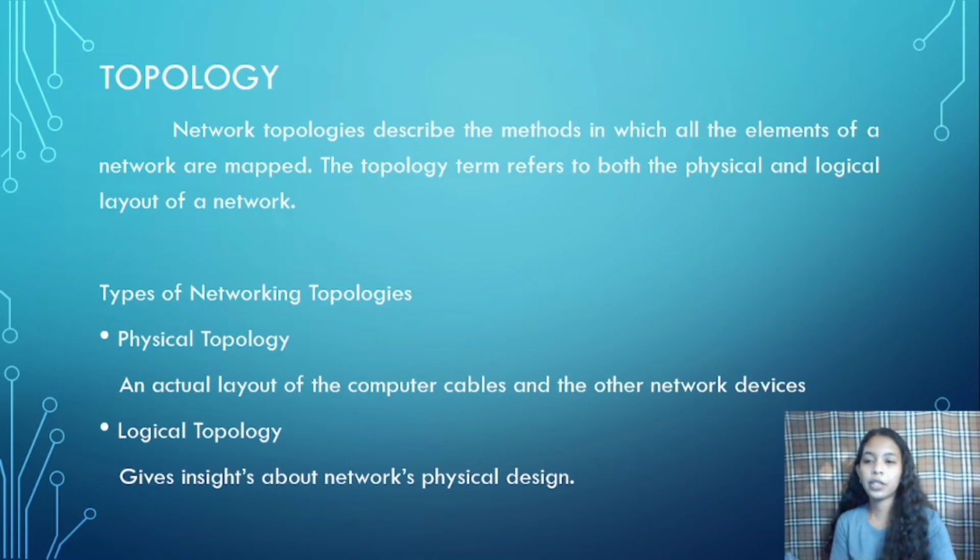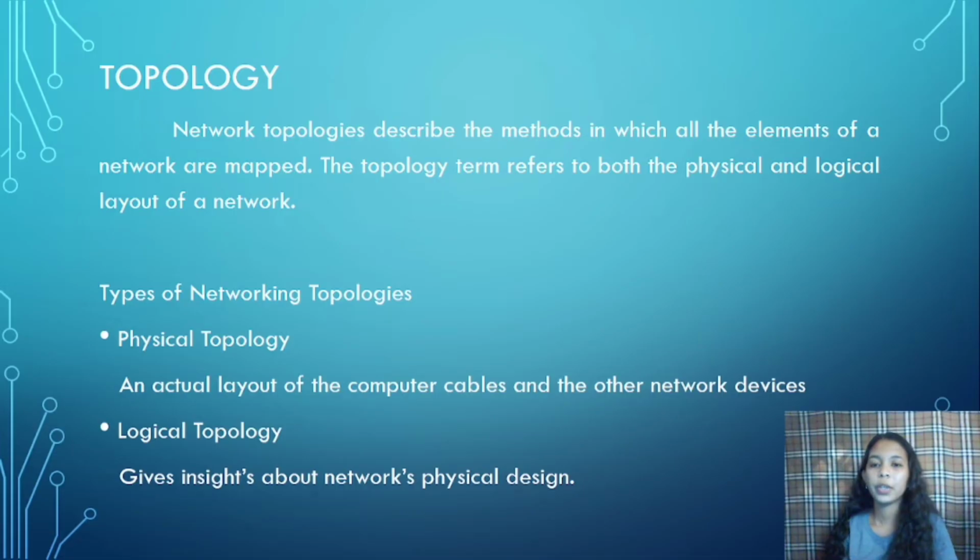Next is the topology. We're done with the classification of networks. Network topology. Network topology describes the methods in which all elements of a network are mapped. The topology term refers to both physical and logical layout. So there are two types of networking topologies.